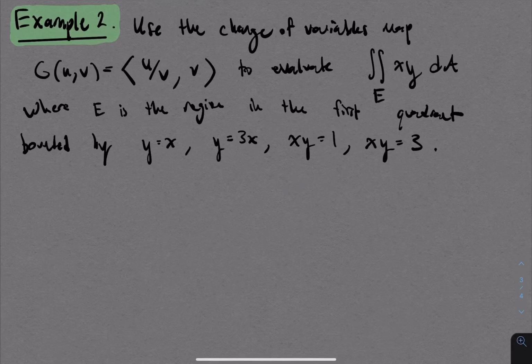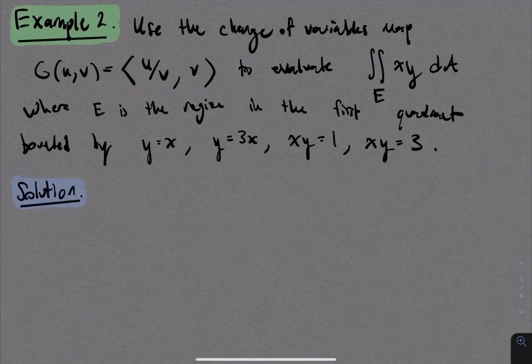Okay, in this next example, we have a nonlinear change of variables map. So the integral that we ultimately want to evaluate is the integral of xy over some region E. That region E is in the first quadrant. It's bounded by y equals x, y equals 3x, xy equals 1, and xy equals 3. And we'll use the change of variables map given by this function here.